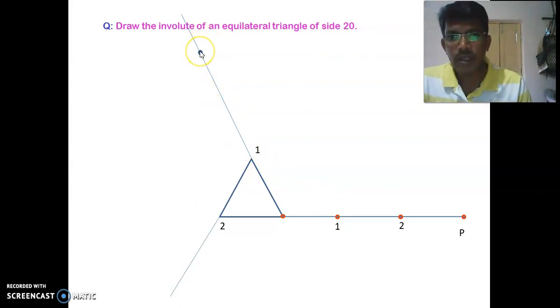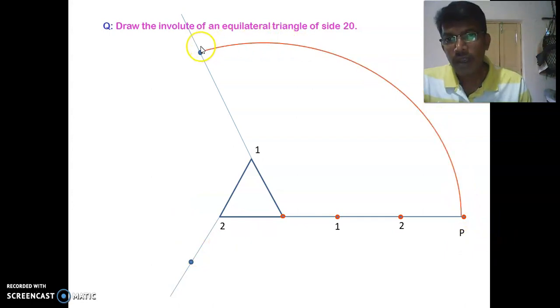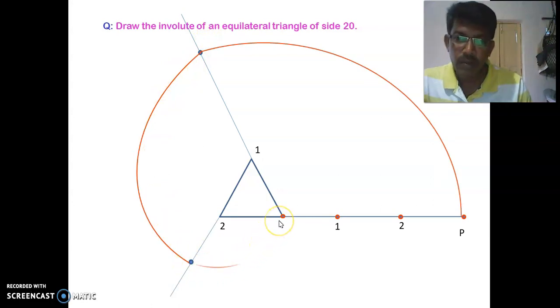This is the point, and this distance is equal to P1. P1 as a radius, 1 as a center, you make a mark here. Next, P2 as a radius, 2 as a center, you make a mark here. This is the point. After getting these points, draw a freehand curve starting from P to this point, from this point to the next point, and from this point to the last point P.